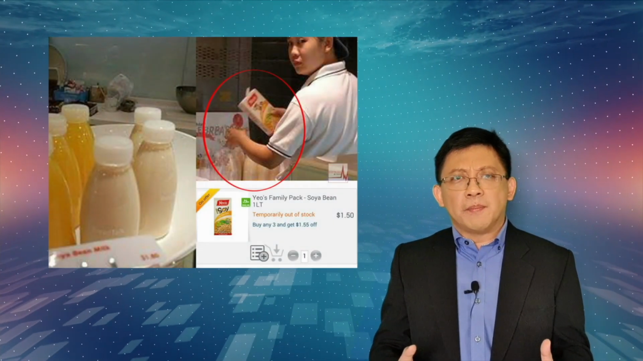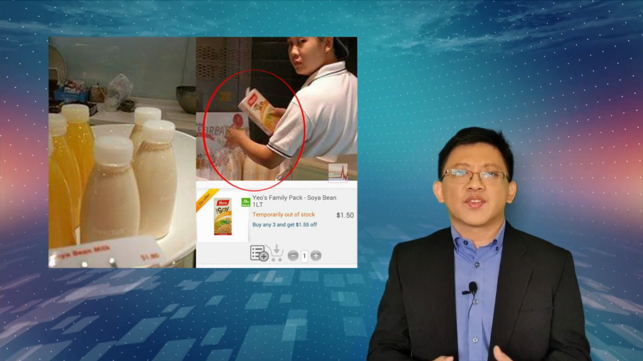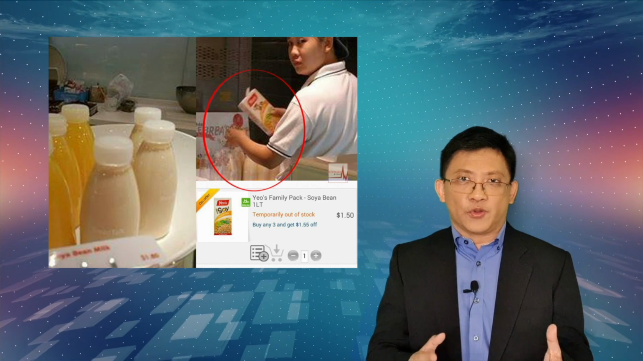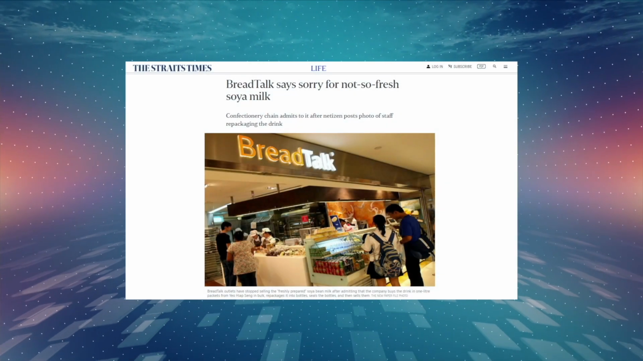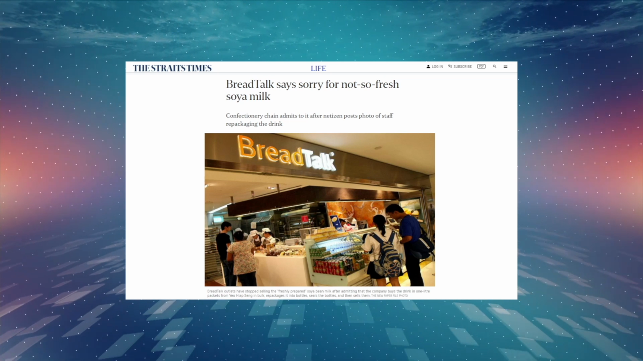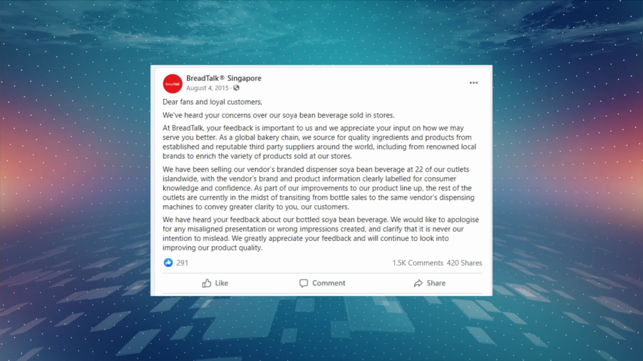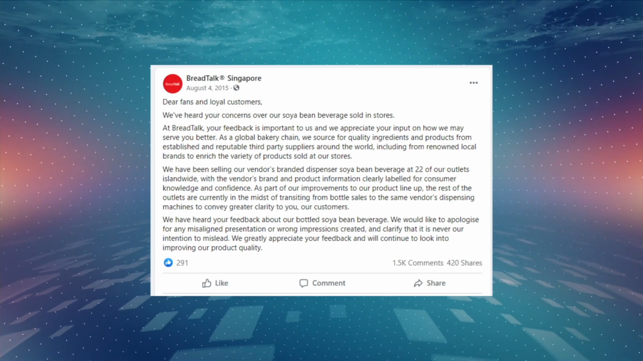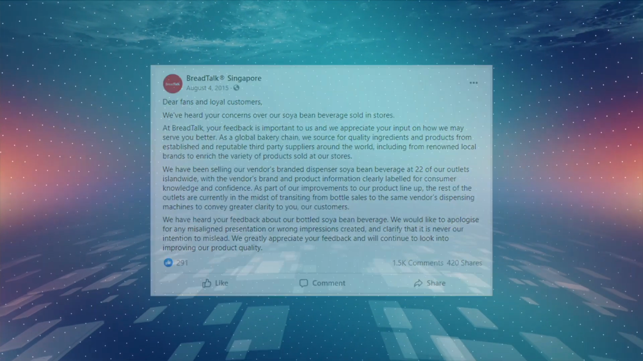He had found the soya bean milk tasted very familiar, but could not figure out why until he saw the staff repackaging it in store. In response, BreadTalk admitted the soya bean milk was completely Yeo's. Later, they issued a public apology on their Facebook page and said the chain has removed it from their stores.